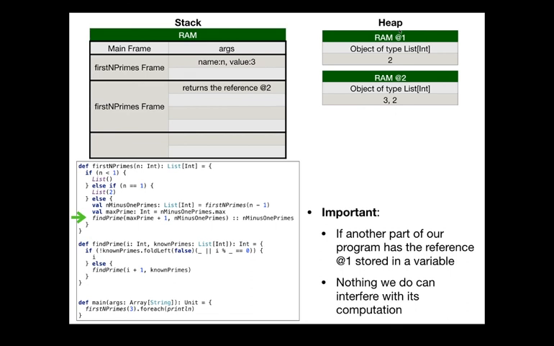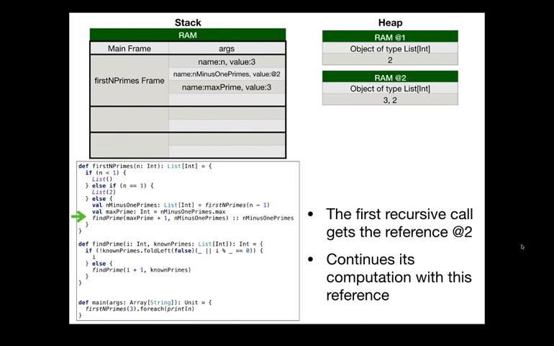So this list is unchanged. This list, same thing. This is never, ever going to change. We cannot mess anybody up who has a reference to this list. We can't interfere with their computation because the list is immutable.